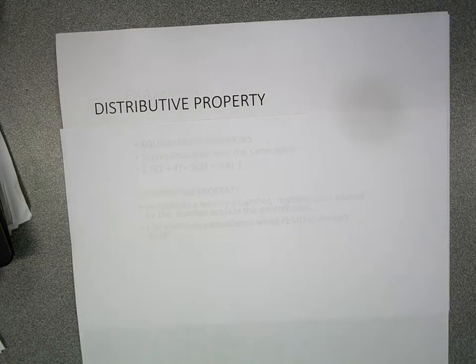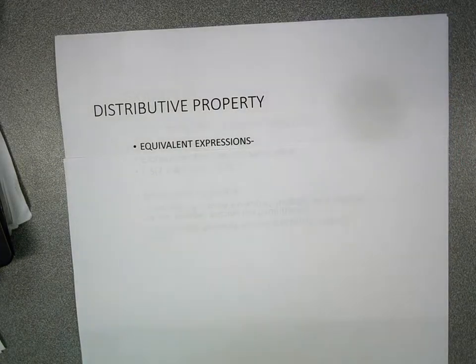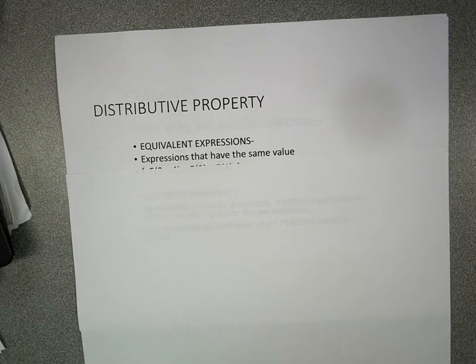What I want to do is we do have two vocab words. Here we go. The first vocab word or phrase is equivalent expressions. Everyone? Equivalent expressions. Your book says these are expressions that have the same value. Expressions that have the same value.